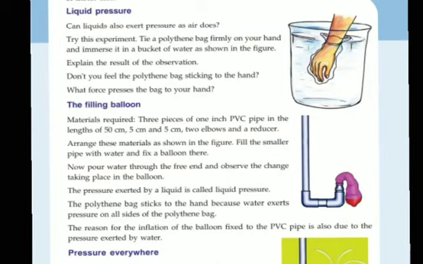Similarly, in the next experiment, take 3 pieces of 1-inch PVC pipe of different lengths like 50 cm, 5 cm and 5 cm, and 2 elbows and a reducer. Then arrange these materials as you can see from the picture. After that, fill the smaller pipe with water and fix a balloon there.